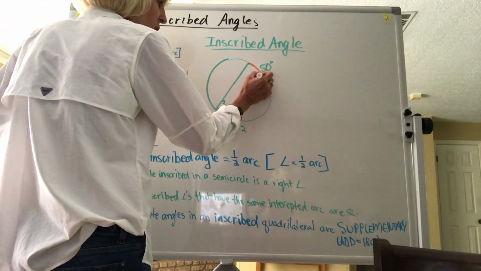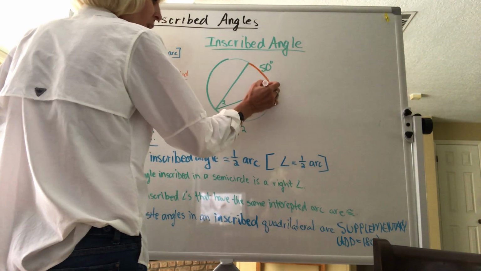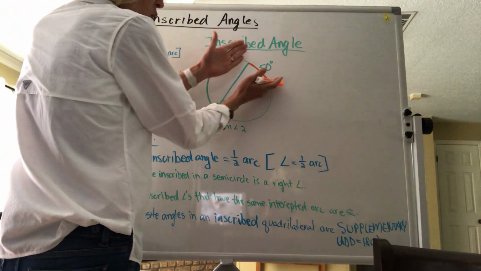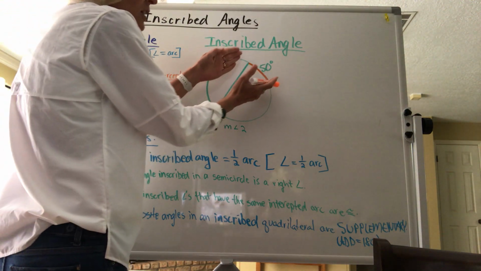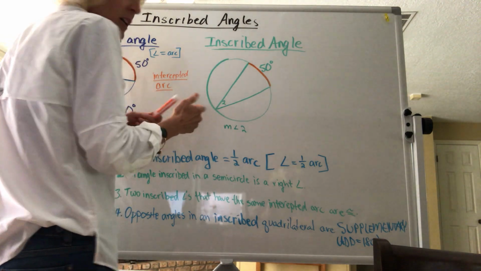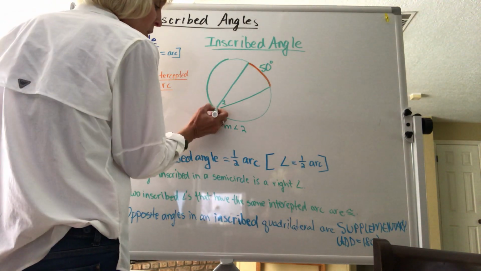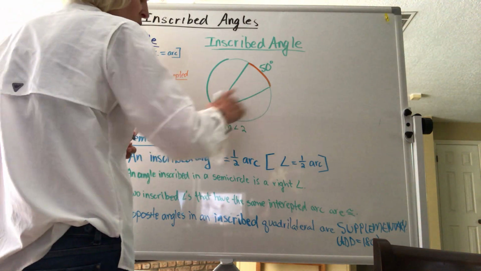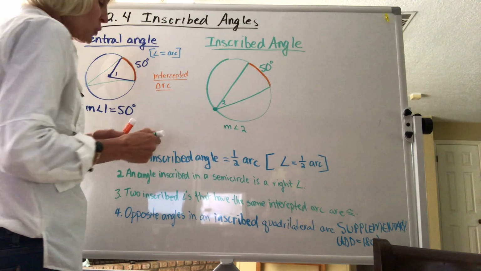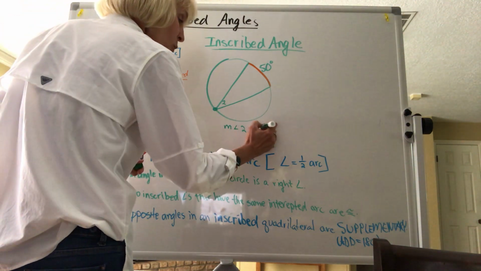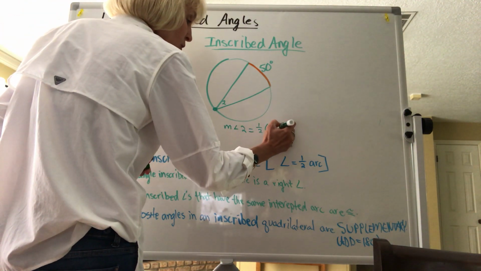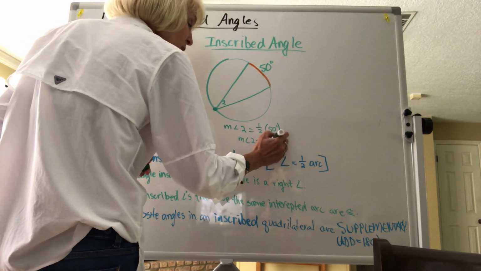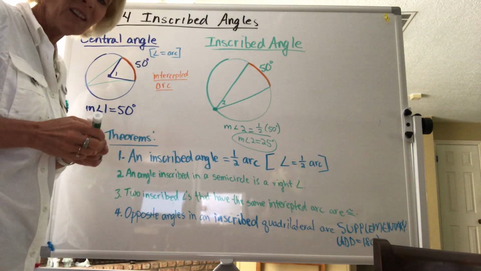It's the intercepted arc. So if I have that intercepted arc, then the measure of angle 2, because those are the sides, is no longer radii because it's not a central angle. It's an inscribed angle. Its vertex determines where it is. The vertex is on the circle, which makes it an inscribed angle, where the two sides are chords. So the measure of angle 2 would be 1/2 of 50 degrees, or 25. That's really as easy as 12.4 is.